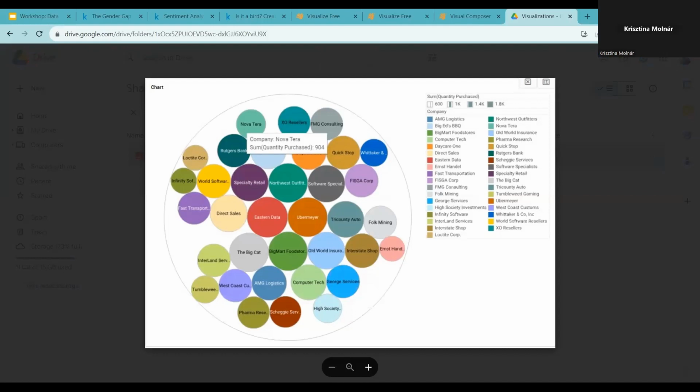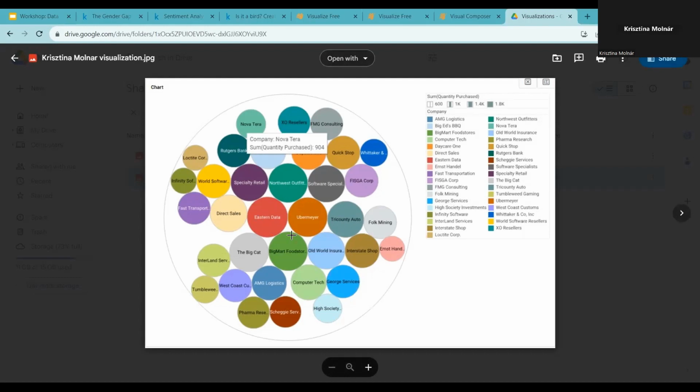Okay, so basically I chose the quantity purchased and the company to make some sort of chart. I wanted to point out who the biggest buyers are, if that makes sense. Yes, it makes a lot of sense. Hopefully I did that right. Who's the biggest buyer then? Just by the looks of it, I'd say some of those in the middle, like Eastern Data and Ubermeier.